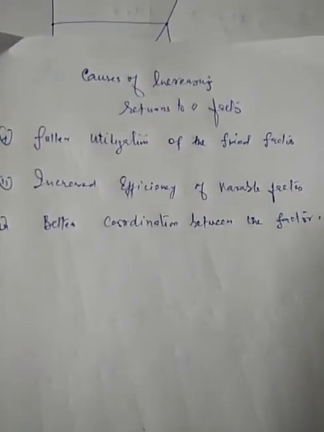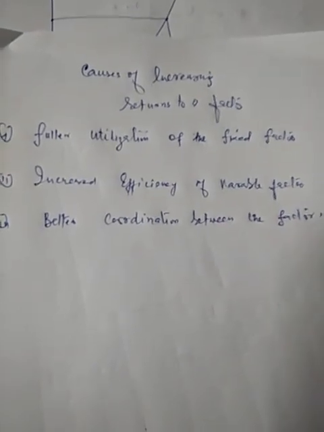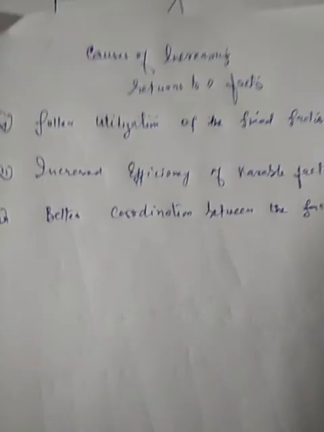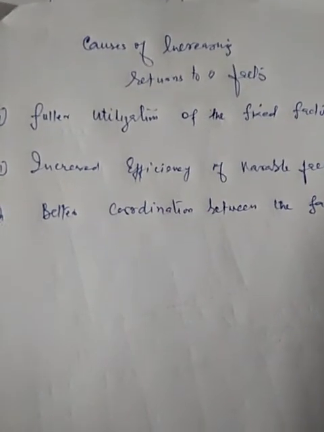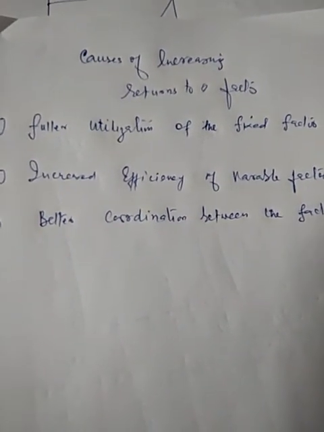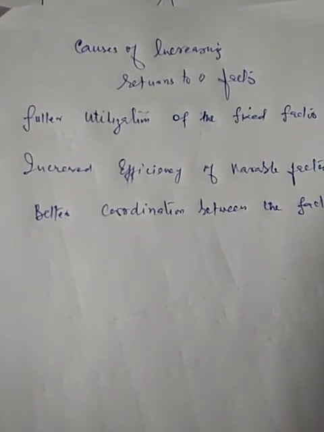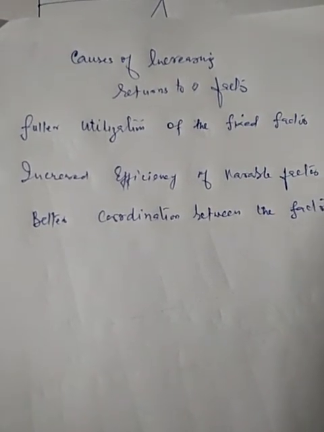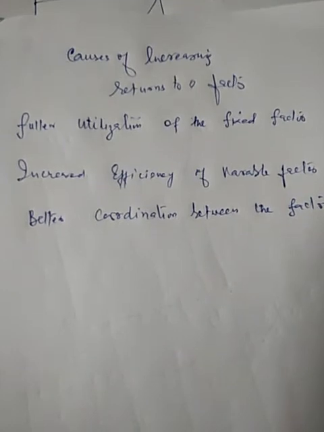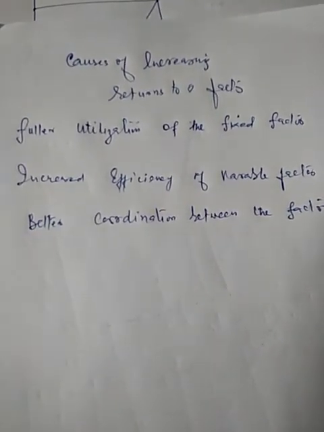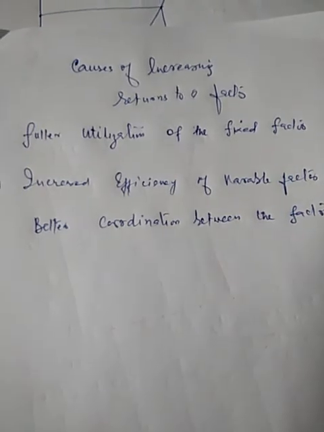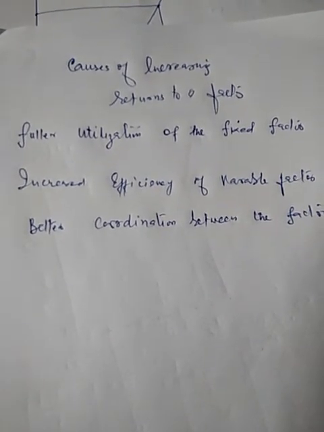The second cause is increased efficiency of variable factor. देखिए, additional application of the variable factor like labor here causes process based division of labor. Division of labor यहाँ होता है, और वो भी process based. That raises the efficiency of the factor. So efficiency बढ़ती है. तो इस तरह से marginal productivity of the factor tends to rise.